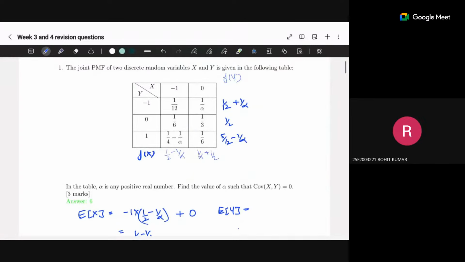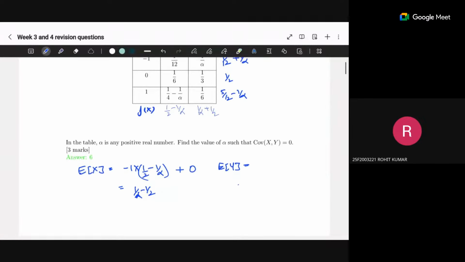This will be minus 1 by 12 minus 1 by alpha. I got the correct values before as well, but the expectations of x and y were interchanged.